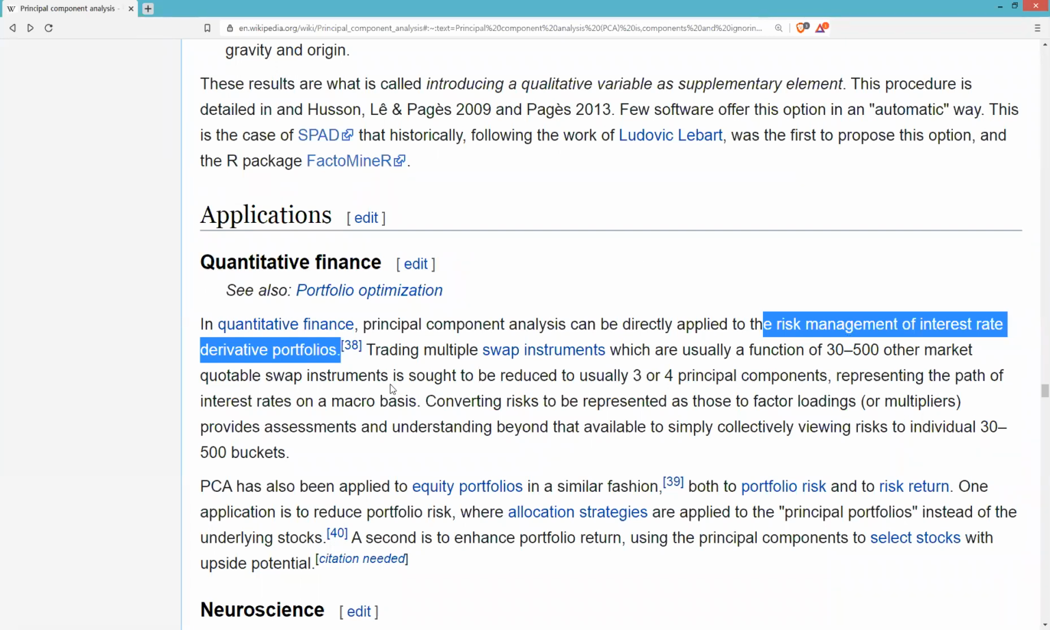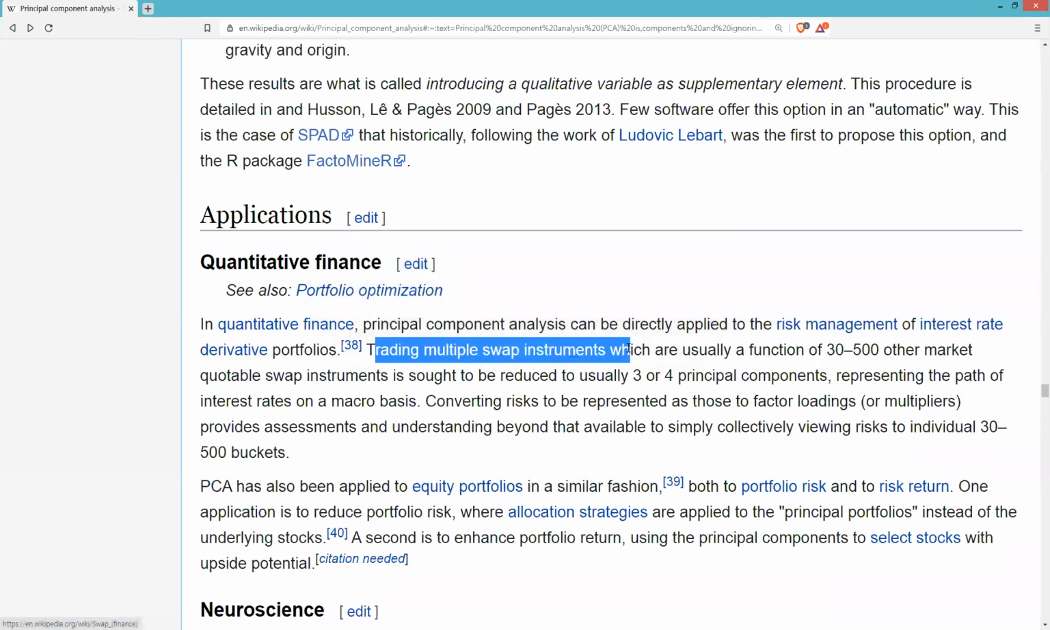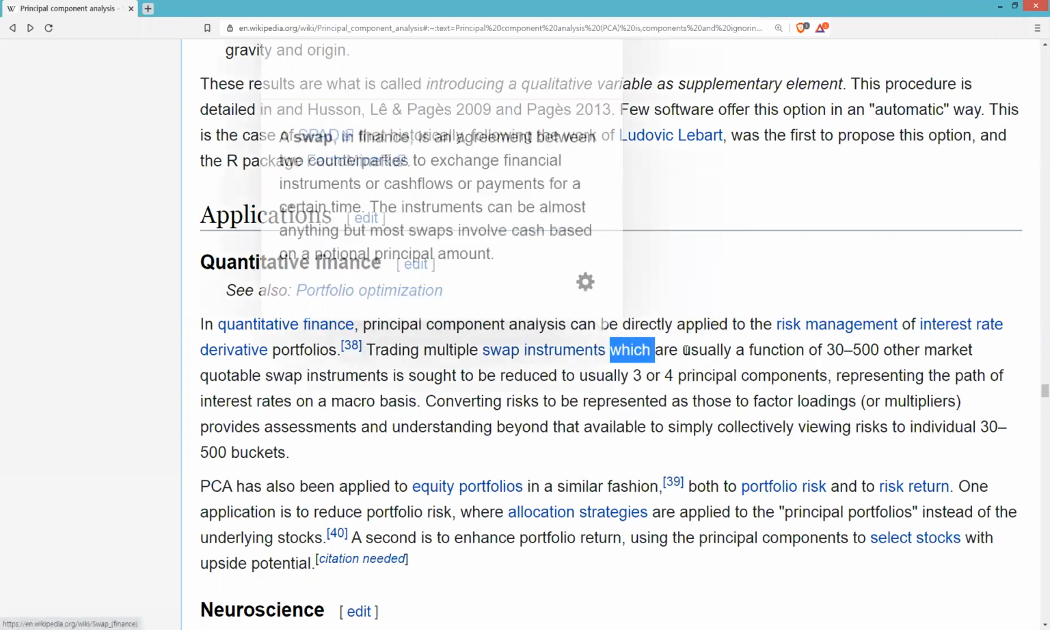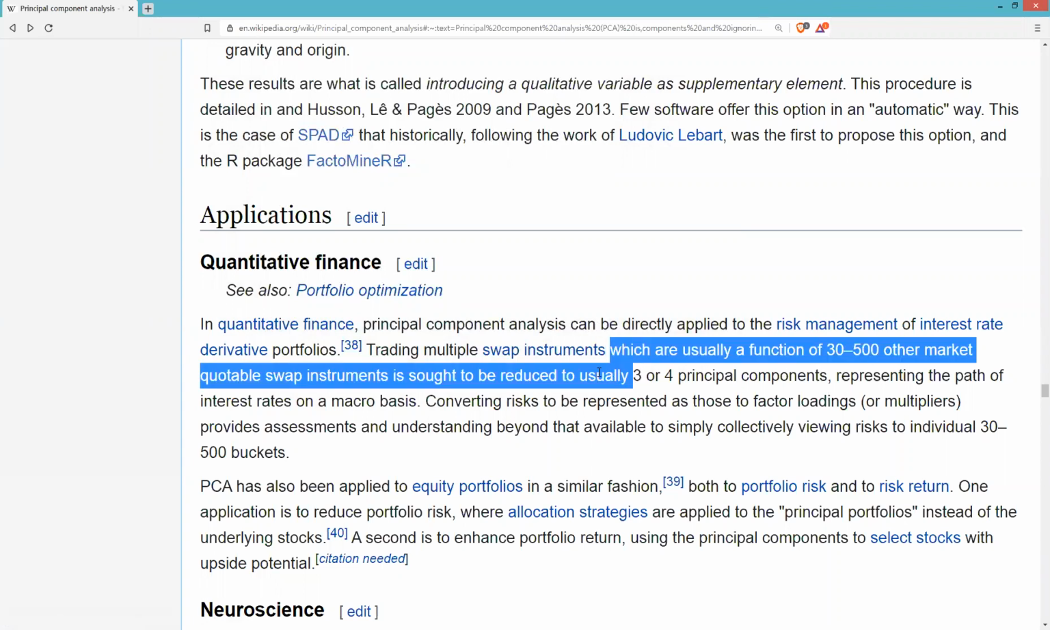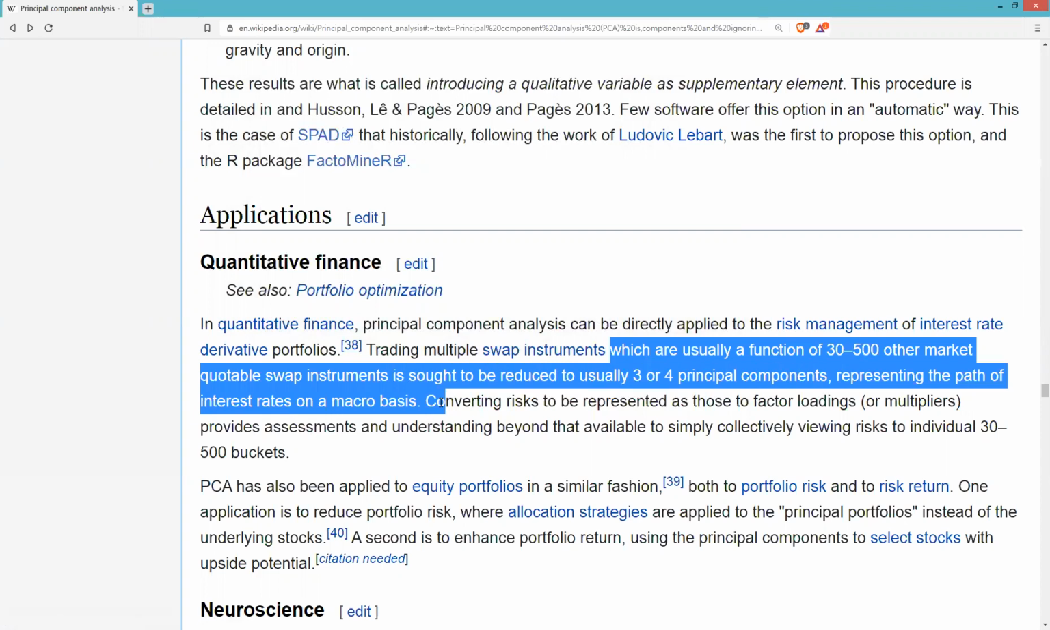And then trading multiple swap instruments. A swap is like a derivative, which is usually a function of 3 to 500 other market quotable swap instruments, and this is thought to be reduced to usually 3 or 4 principal components representing the passive interest on a macro basis. Again, a swap instrument is like a derivative which has a lot of sub-instruments. It is like a basket of financial products.